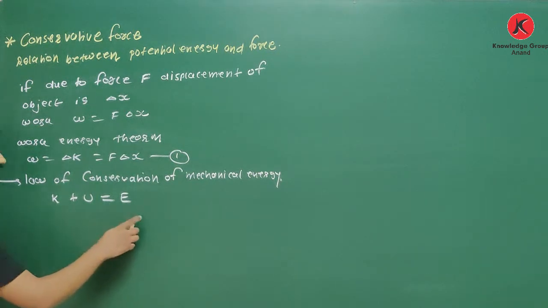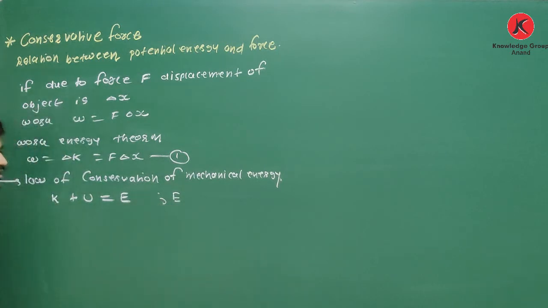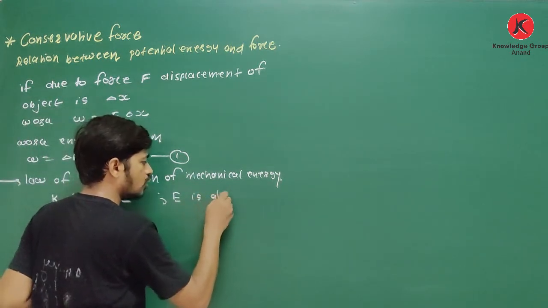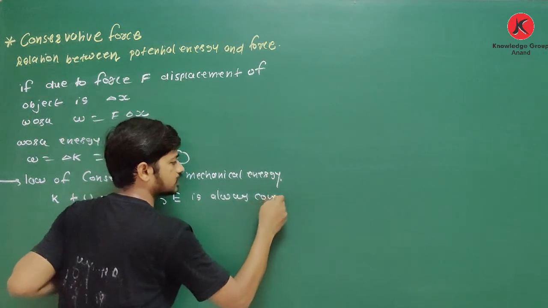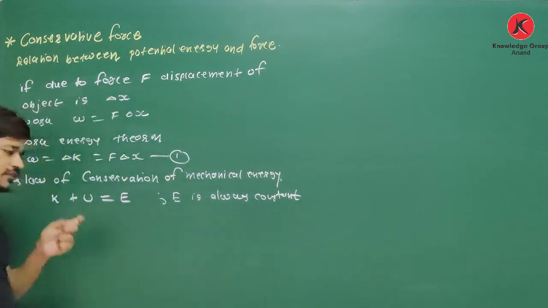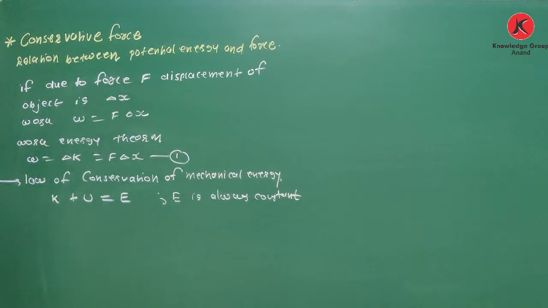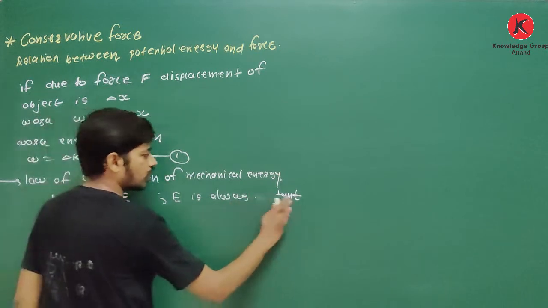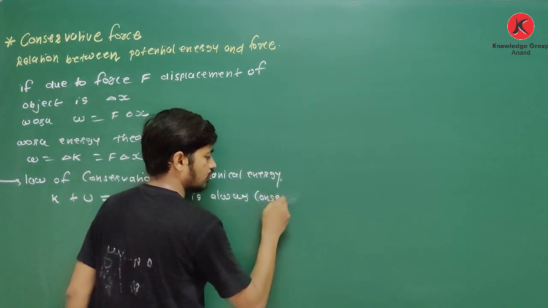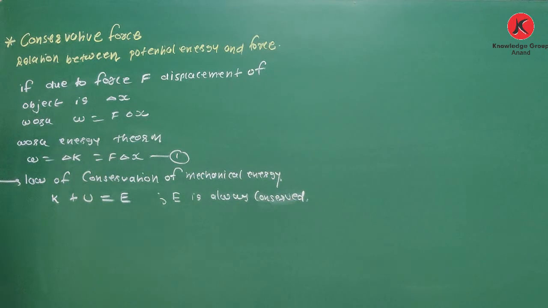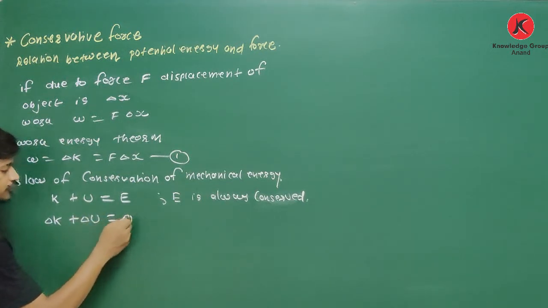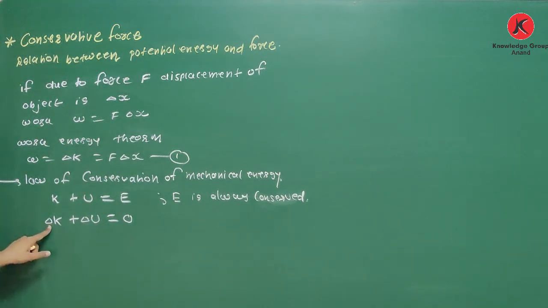then we know that E, that is total energy, is always constant. That is, the summation of kinetic energy and potential energy, that is mechanical energy, is always constant, means always conserved. So if I want to write this equation in the form of change, I can write: delta K plus delta U is equal to 0. Change in kinetic energy plus change in potential energy is equal to 0.